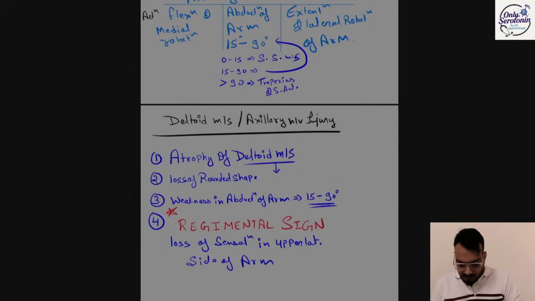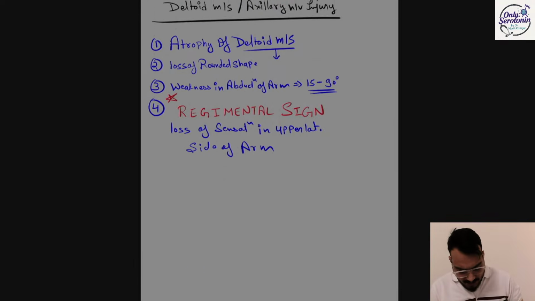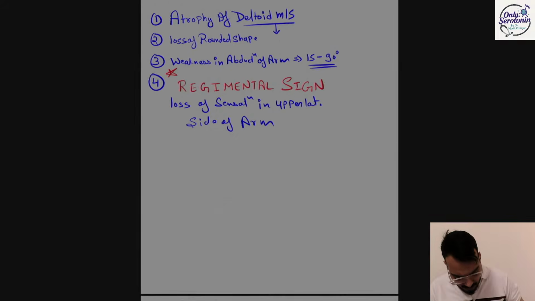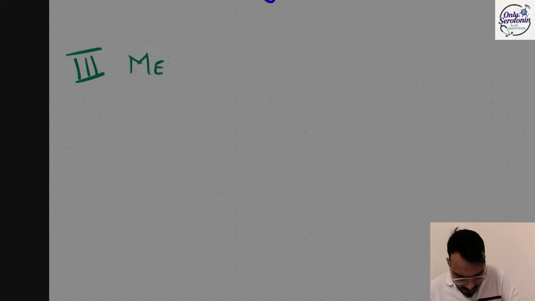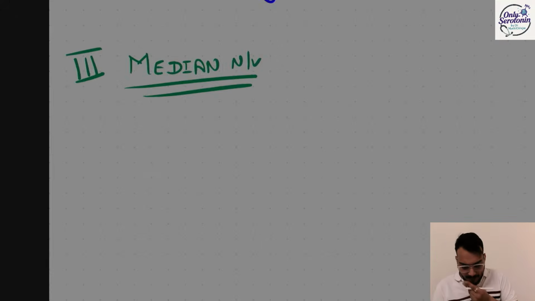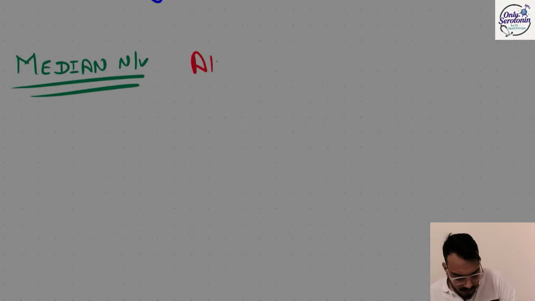Great. Now let's do the third nerve. This third nerve is what guys? The nerve is median nerve. The third nerve is median nerve. Median nerve is also known as what guys?